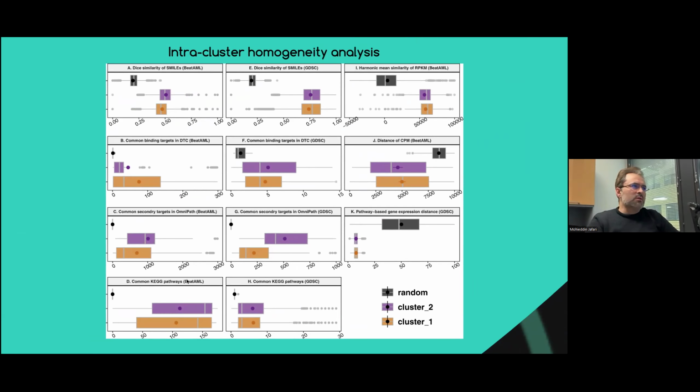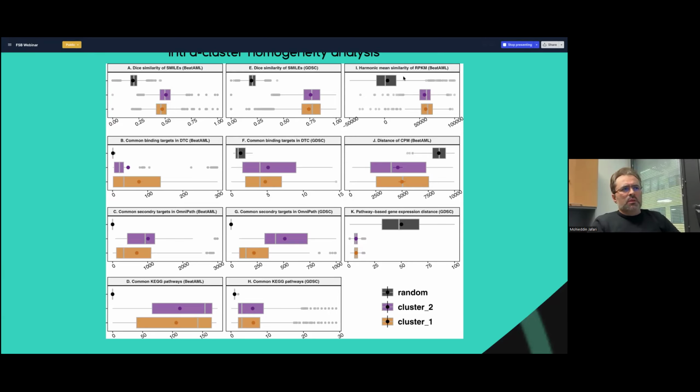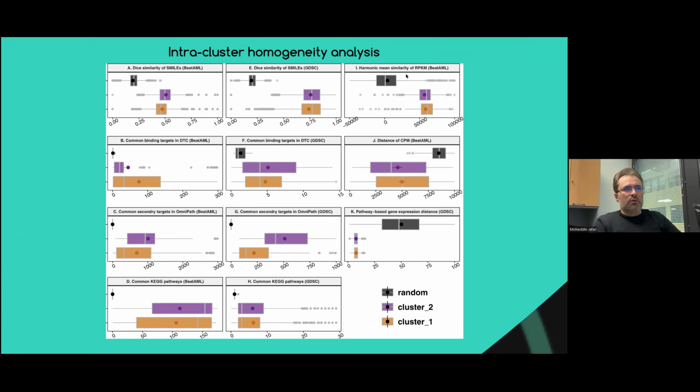Some of these plots relate to the BeatAML data set, and we also repeated this in GDSC, so two different data sets, and we show that this approach is not data dependent. We also used a similar approach for the patient similarity network, just to check how the whole workflow works.